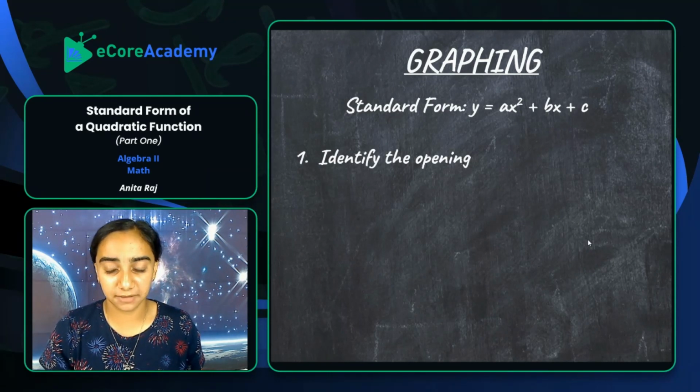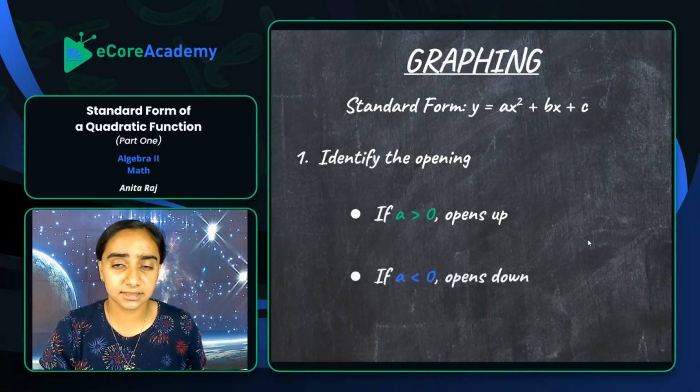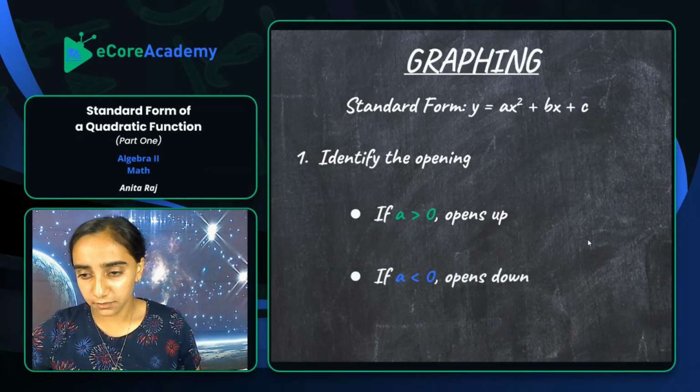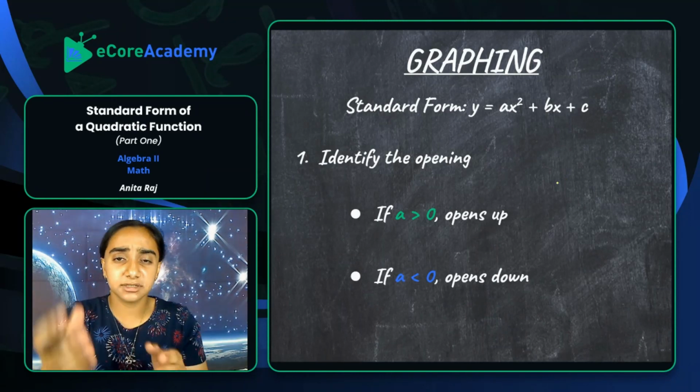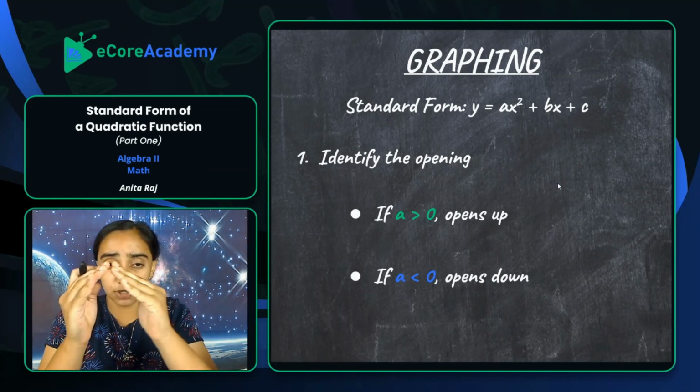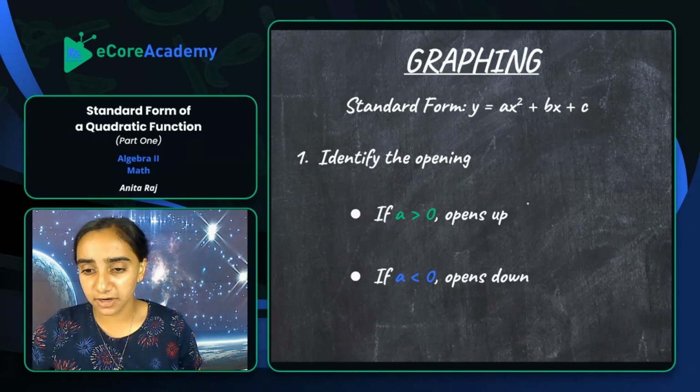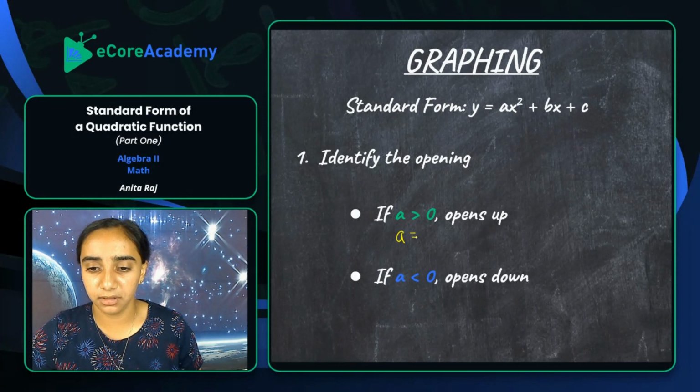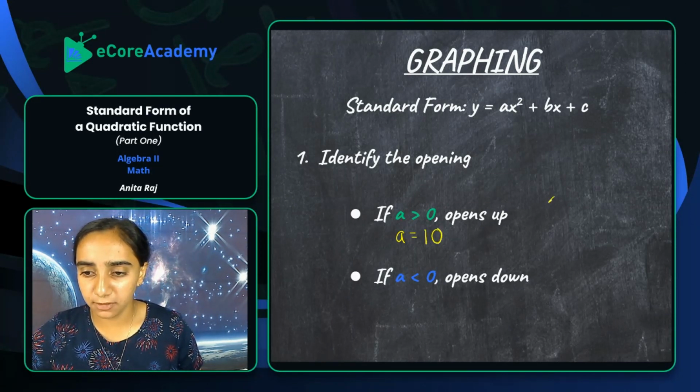So what does this mean? If A is greater than 0, it opens up. If A is less than 0, it opens down. So what does identify the opening mean? Does the parabola open upward or does it open downward? If A is greater than 0, A can be a value, I'm just going to make up a value. A could be like 10. And then your parabola would look something like this, opening upward, and then your vertex is just down here.